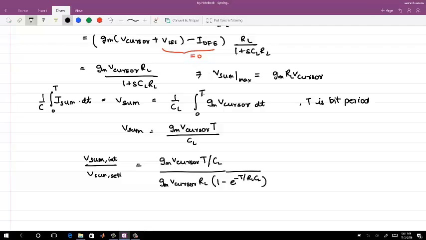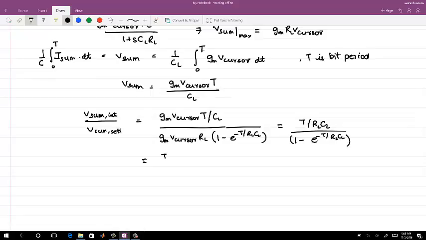Did everyone get this? This is just like a first pole settling. And T is the time period which I am looking for, like for each bit. Now this is equal to T by RLCL into 1 minus e power minus T by RLCL. Okay. If RLCL is the time constant, then this is equal to T by tau over 1 minus e power minus T by tau. I'm just writing it as a time constant. Tau is equal to RLCL.